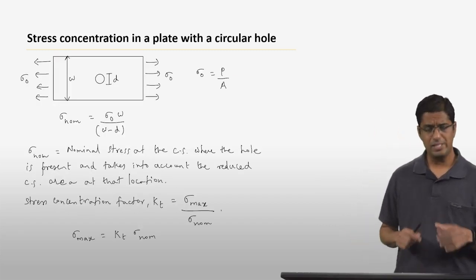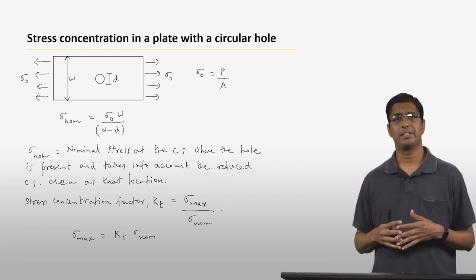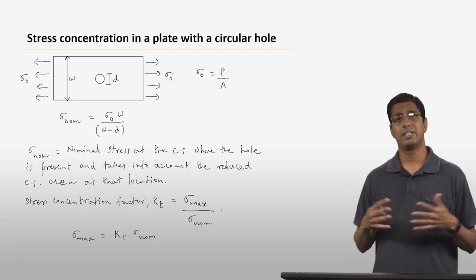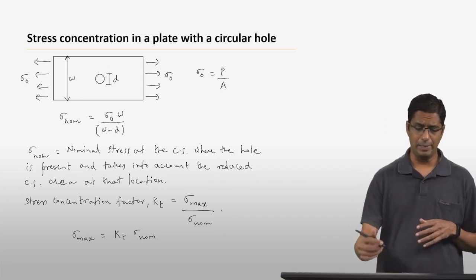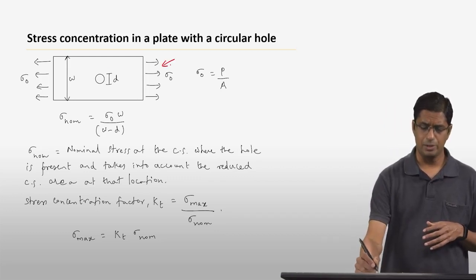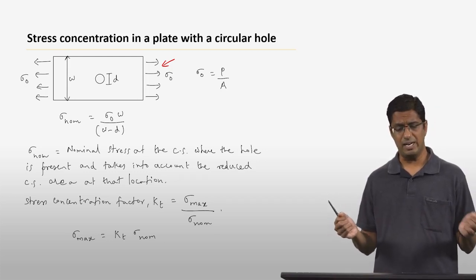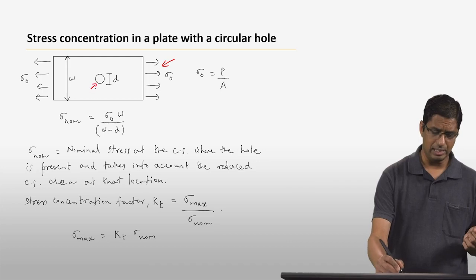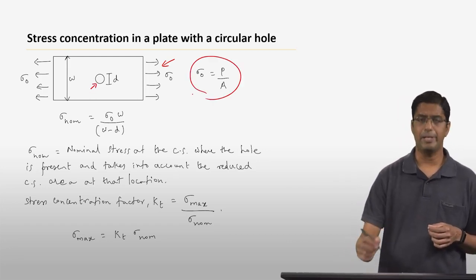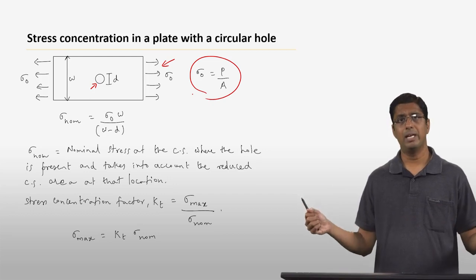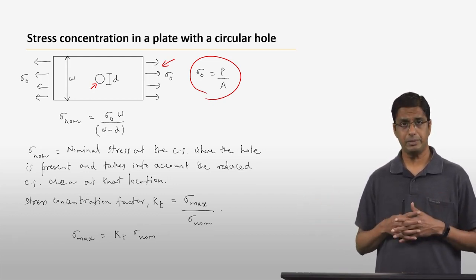So first we will look at a very specific example of a stress concentration in a plate with a circular hole. This is a very simple example. Essentially, you have a plate that is subjected to a uniform tensile load. The stress that is far away from the hole is sigma naught. The sigma naught is nothing but P over A, where P is your axial force and A is the cross-sectional area of your plate.